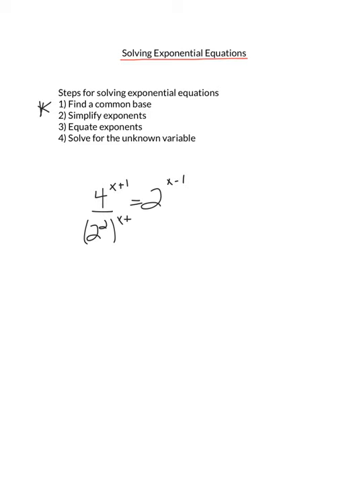So what I'm going to do is rewrite the 4 as 2 squared, but I'm going to leave everything else the exact same. So my exponent of x plus 1 stays, and the entire right side stays the exact same. The only thing I've changed is that this 4 has now become a 2 to the power of 2.